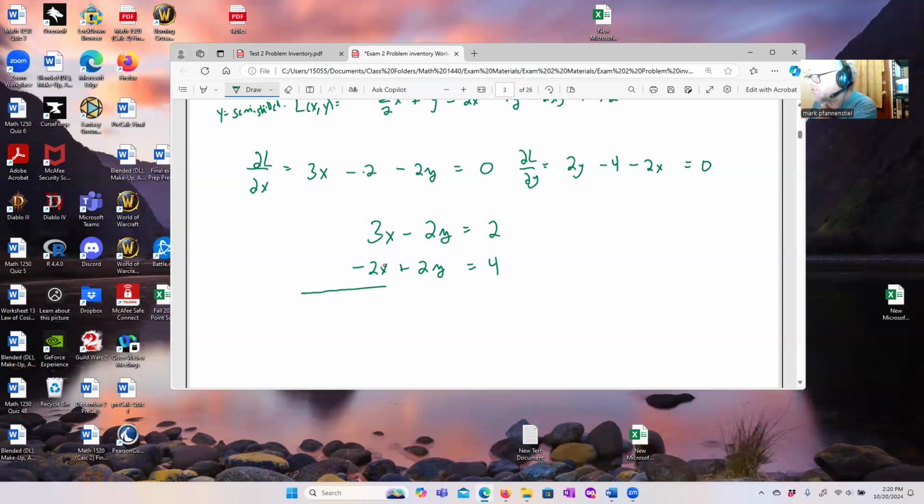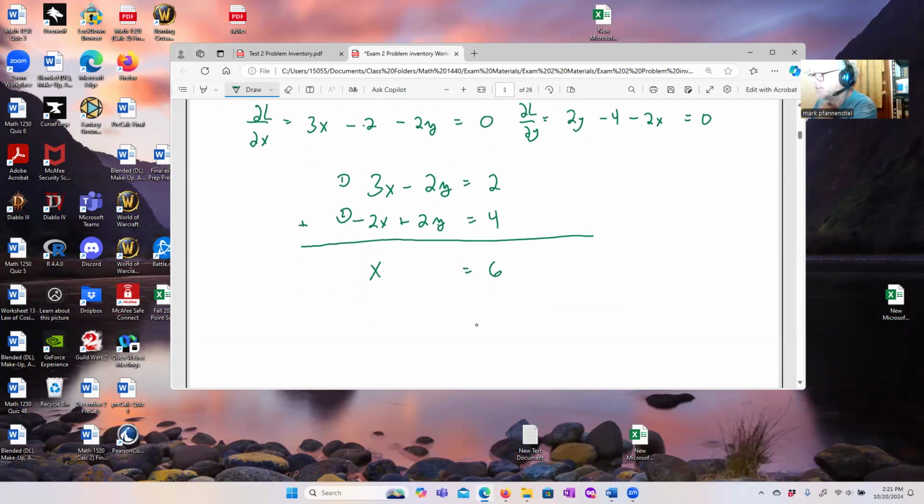How do we solve this? We could do elimination, we could do substitution, we could do a lot of different things. But right now, since I've got a negative 2y in the top and a positive 2y in the bottom, all I'm going to do is add these two equations together. So 3x minus 2x is just 1x. The y's disappear, and x is equal to 6. Delightful. Pick either of the equations, and plug in x is equal to 6 and solve for y.